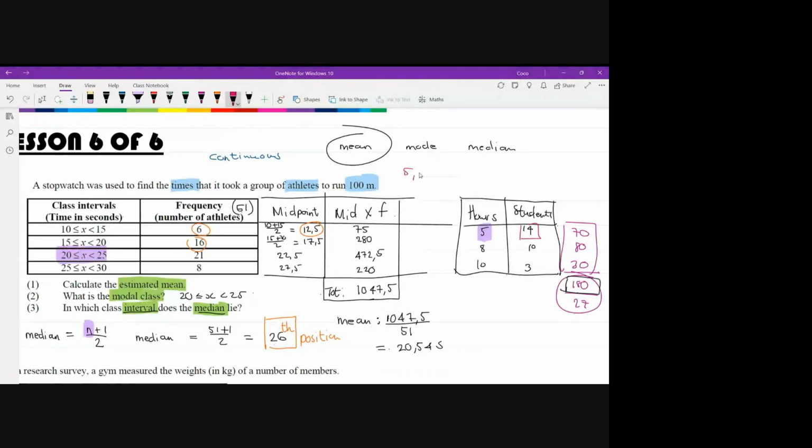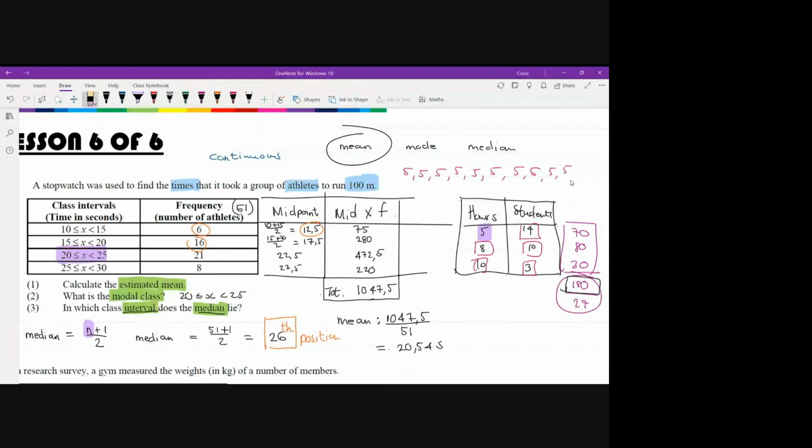It would go 5, 5, 3, 4, 5, 6, 7, 8, 9, 10. It would have 14 fives, and then after those 14 fives, there'd be 10 eights, and then after those 10 eights, there would be 3 10s. Now, if you just look at the data, which number comes up the most? 5, right? 5 comes up the most.